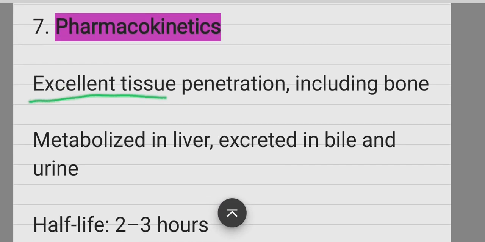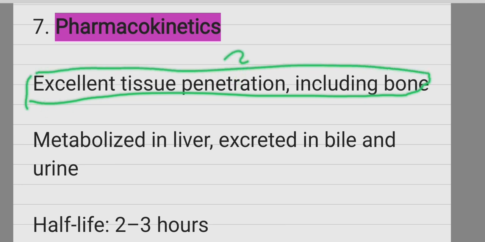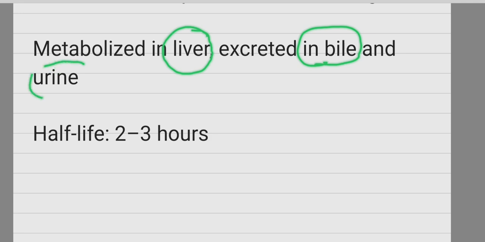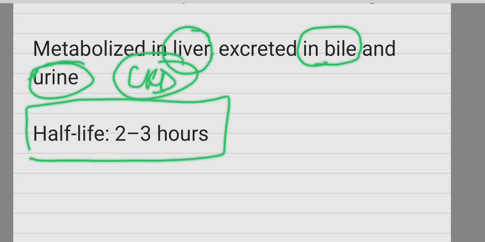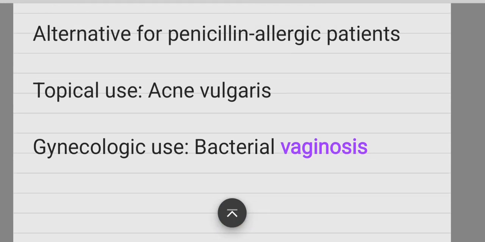It has excellent tissue penetration including bone, so it is used in a wide variety of infections. It is mainly metabolized in the liver and excreted in the bile and urine. So it can be used in chronic kidney disease. The half life of this drug is 2 to 3 hours. So this is all about clindamycin.